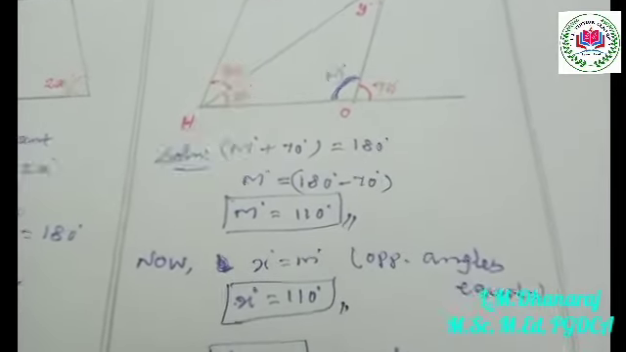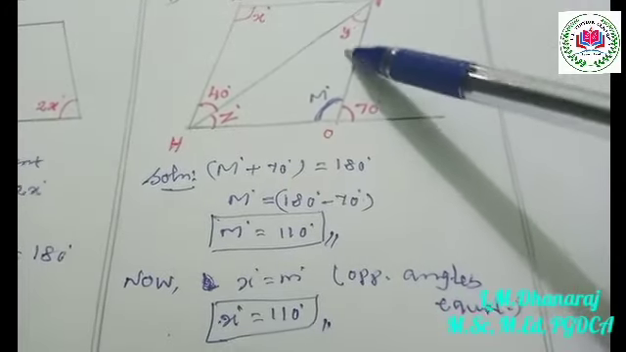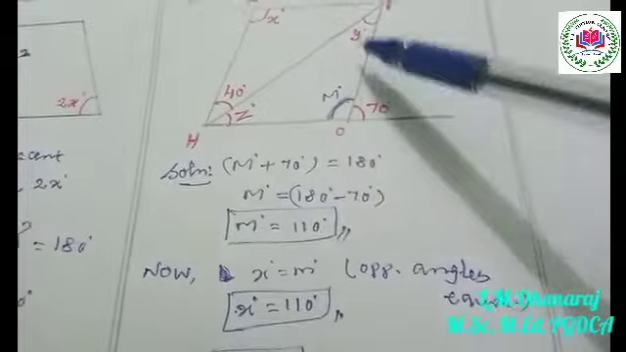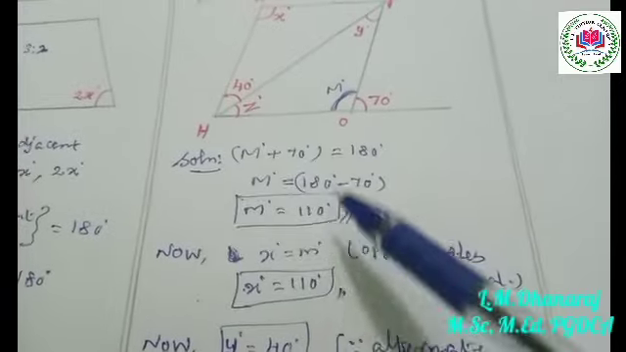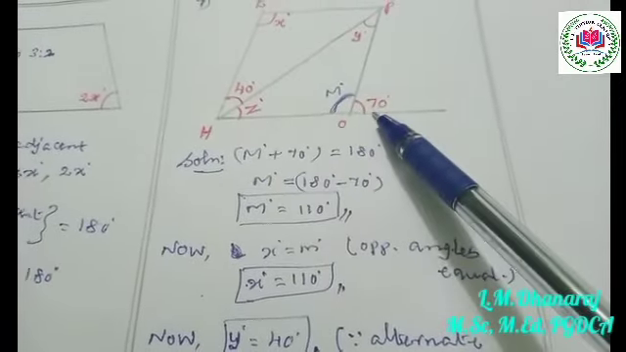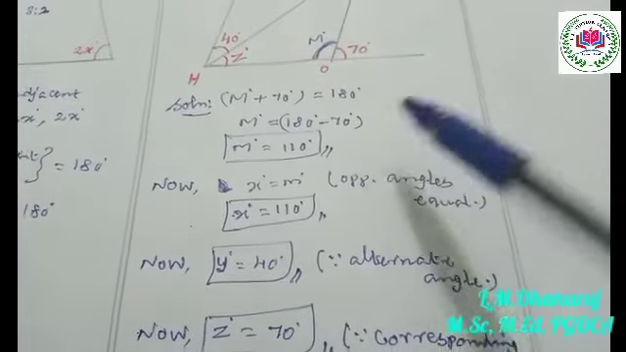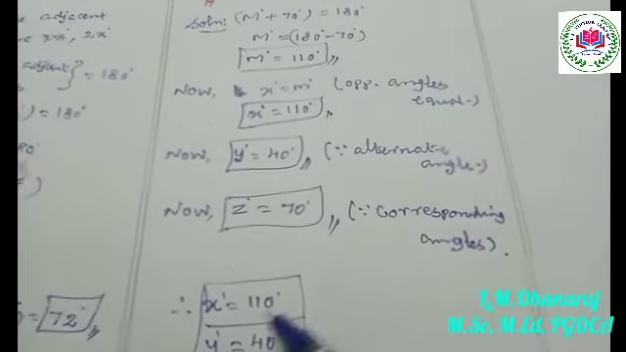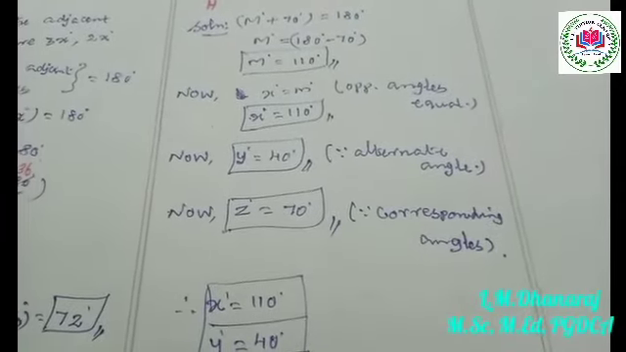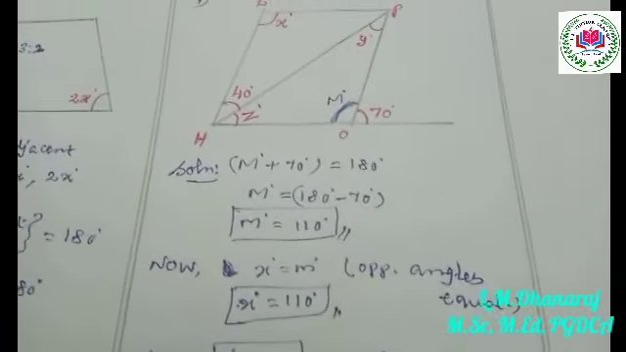Now let us come over here. y degrees is equal to 40 degrees because these two angles are equal. These two are considered as alternate angles. Therefore y degrees is equal to 40 degrees. Now angle z is equal to this 70 degrees. The reason is that they are corresponding angles, because they fall on the same straight line. So z is equal to 70 degrees. Therefore x is 110 degrees, y is 40 degrees and z is 70 degrees.